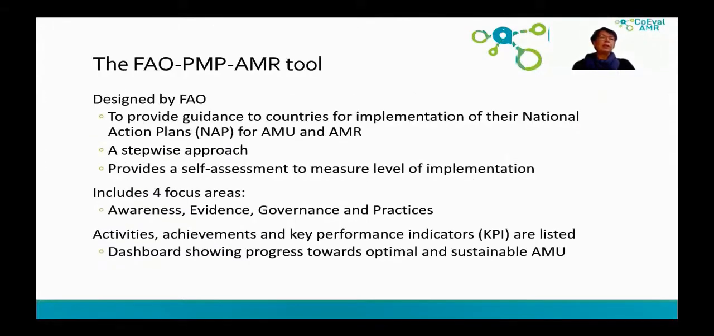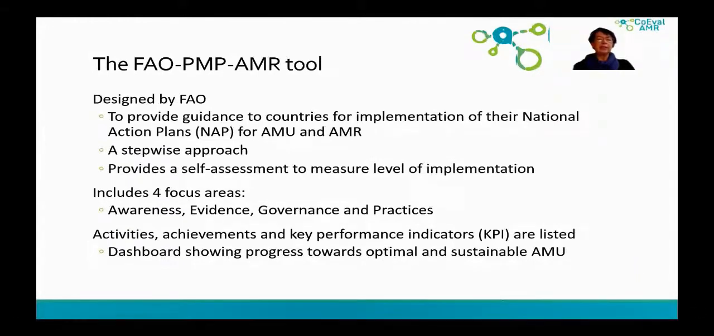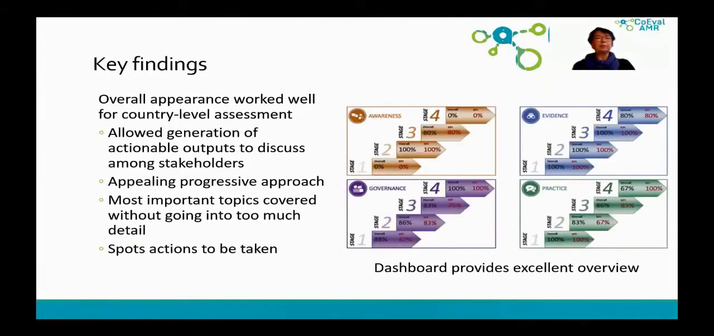The FAO PMP AMR tool is designed by FAO. It provides guidance to countries for implementation of their national action plans for antimicrobial use and resistance. It is a stepwise approach, and it provides a self-assessment to measure the level of implementation. There are 4 focus areas: awareness, evidence, governance, and practices. For each of these, specific activities, achievements and key performance indicators are listed, and there's a dashboard showing progress towards optimal and sustainable antimicrobial use.